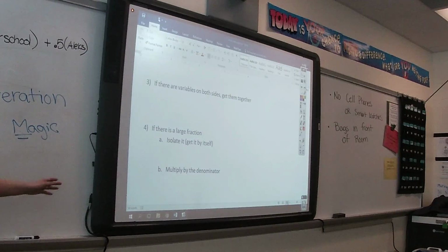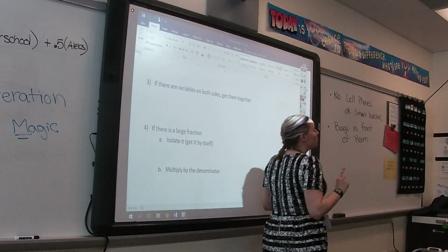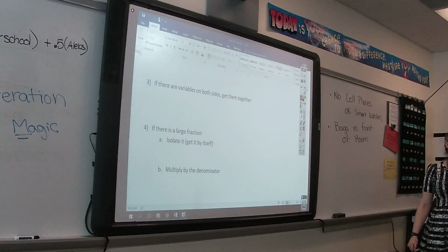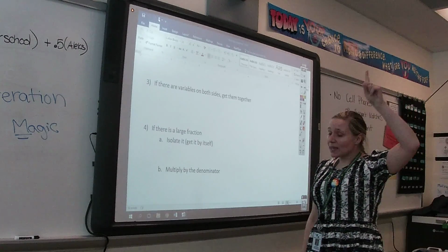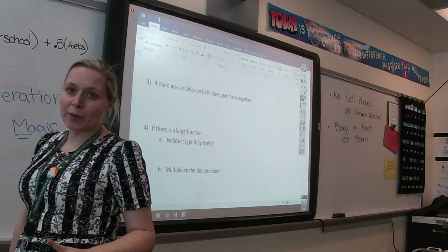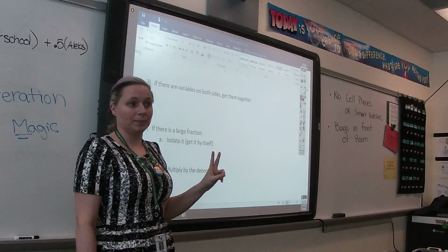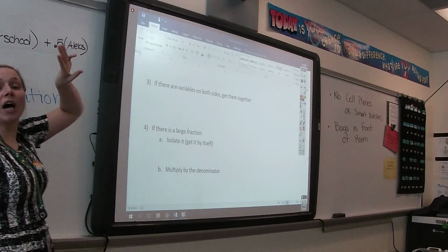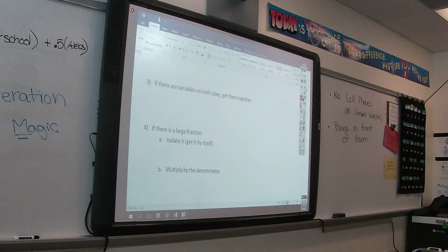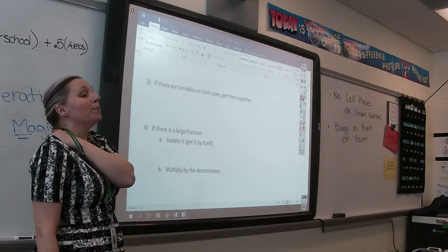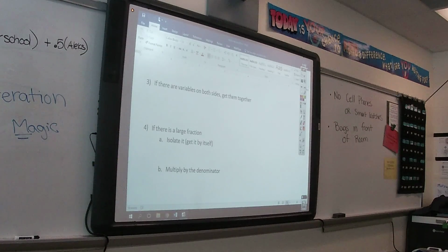Okay, so we're going to fill in step 3 here. The first piece to understand today is that nothing is changing with the other steps. So step 1 is still, if there are parentheses, distribute. Step 2 is still, if there are like terms, combine them. We are just filling in step 3. Step 3 says, if there are variables on both sides, get them together.